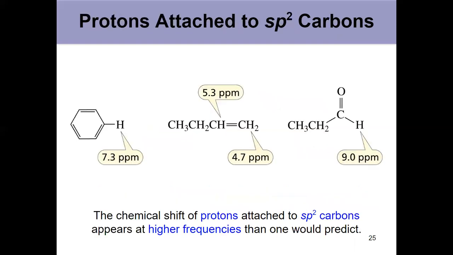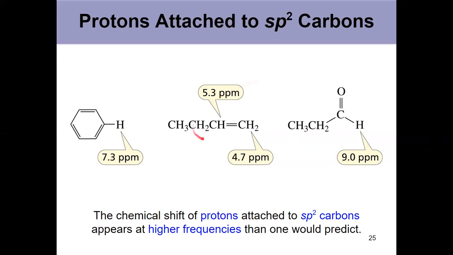What about for our sp2 carbons, when we have protons attached to those? Well, first off, right off the bat, you can see with these numbers here that if you have a proton attached to an sp2 hybridized carbon, it's going to have a higher chemical shift and appear further to the left, downfield, due to two factors. Number one is the higher electronegativity of an sp2 carbon. We know by now that those are more electronegative, so it's going to cause them to be more deshielded.